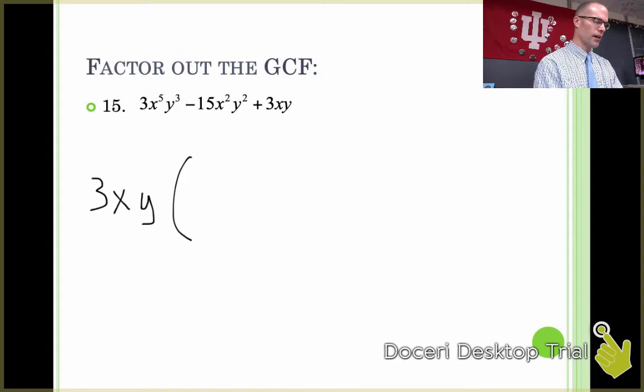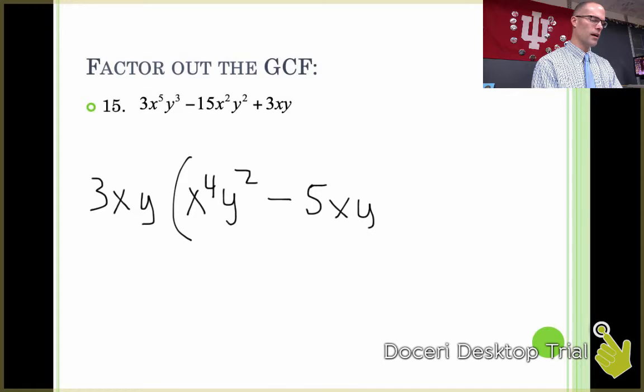X to the fifth over x gives you x to the fourth. Y to the third over y gives you y squared. Minus 15 divided by 3 gives you 5. X squared over x gives you x. Y squared over y gives you y. Plus 3 divided by 3 is 1. X over x reduces. Y over y reduces. So we just have the 1.